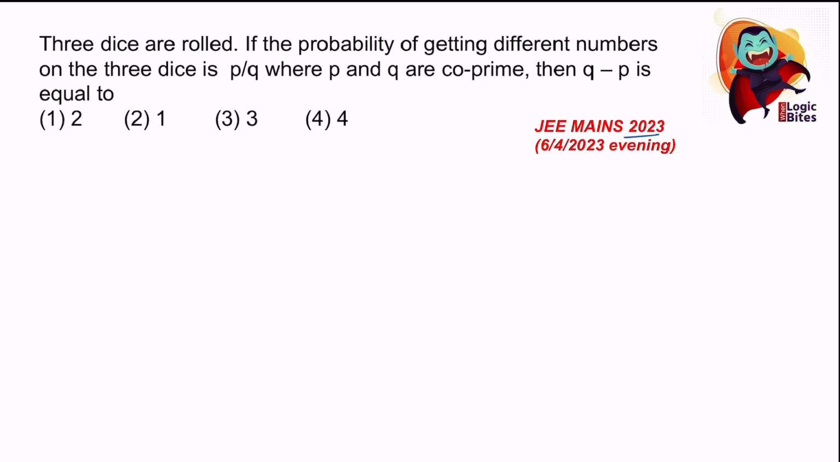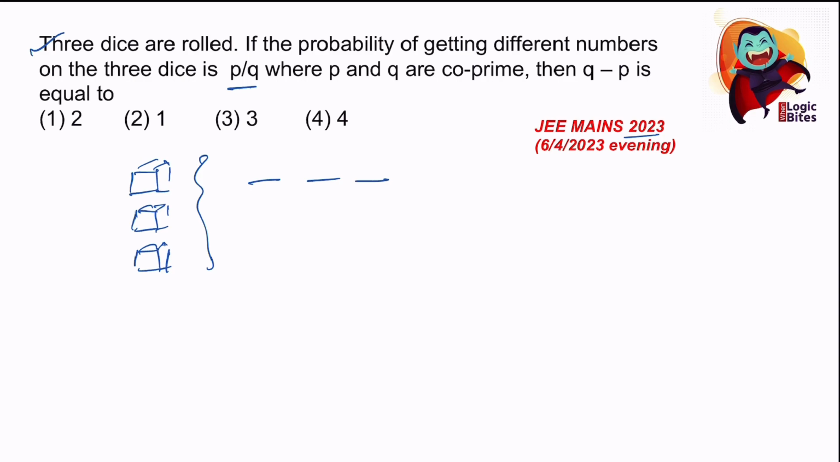The question says three dice are rolled. If the probability of getting different numbers on the three dice is P by Q, then okay, now let's draw this situation to understand quickly. We will show these three dice like this. When these three dice are rolled, the favorable outcome we want is that all the numbers appearing on these three rolls are different.